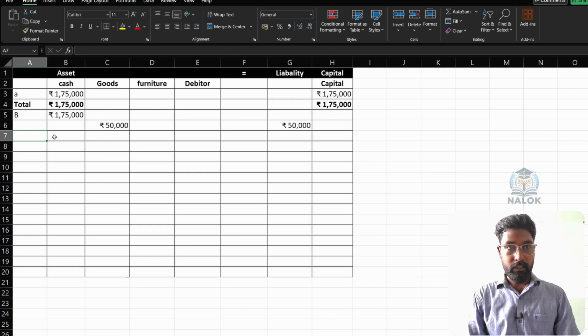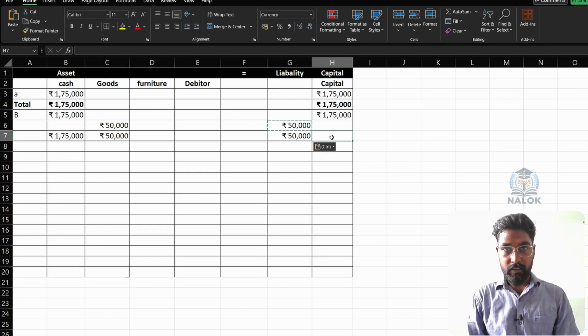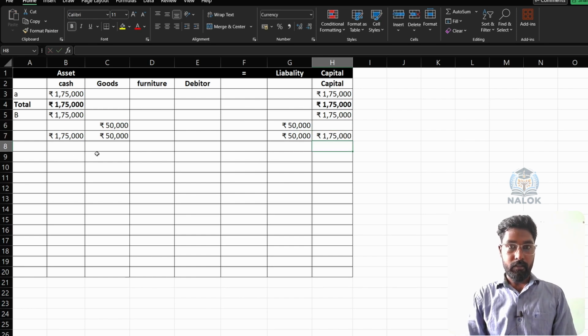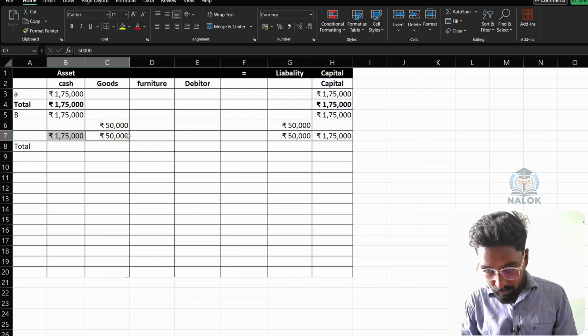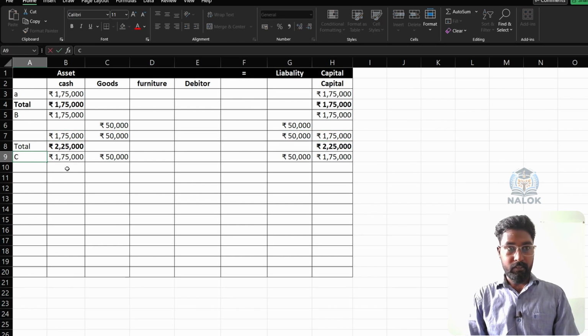So now let's total this. 1,75,000, 50,000 worth of goods, 50,000 as a liability, and 1,75,000 is already there in the capital. Now let's total. Now 1,75,000 plus 50,000 comes around 2,25,000. 1,75,000 and 50,000 is pretty much the same, 2,25,000. Let's analyze the transaction C.